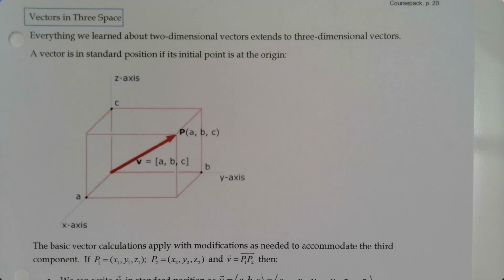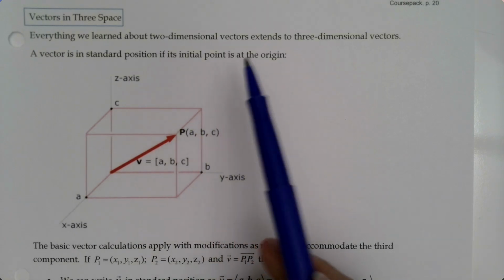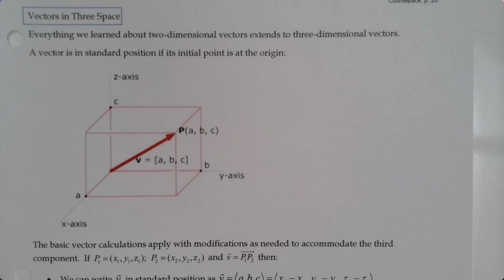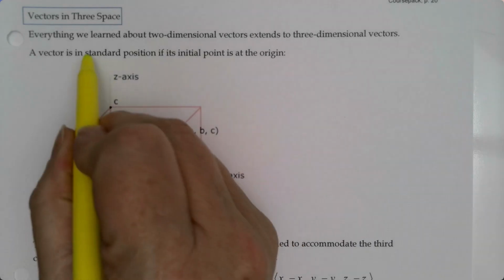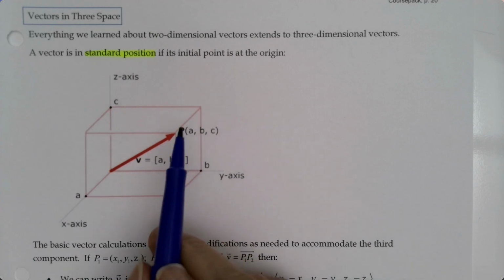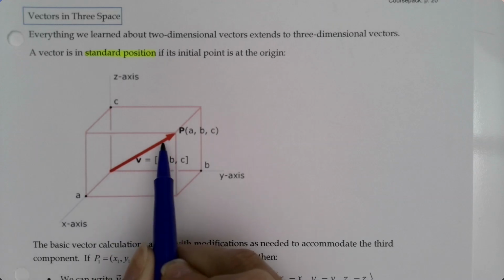So now that we have a sense of three-dimensional space and how it works and how the formulas translate, it's time for us to look at vectors in 3-space. Basically, everything we learned about two-dimensional vectors, for the most part, extends to three-dimensional vectors. A standard position vector is a vector that has its initial point at the origin, and that's true in 3 dimensions just as it is in 2 dimensions. It's just that drawing them is more difficult because you're trying to draw with this perspective here.